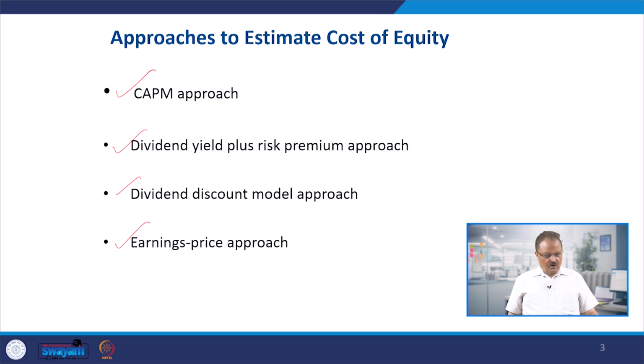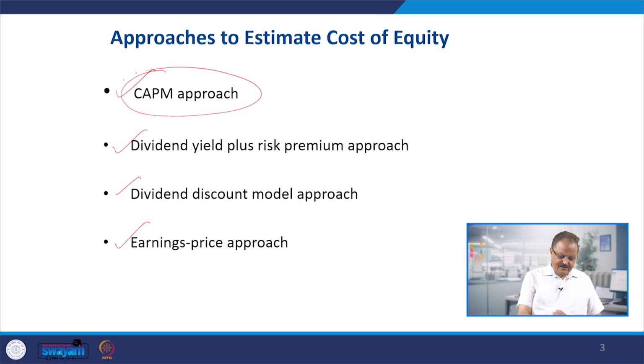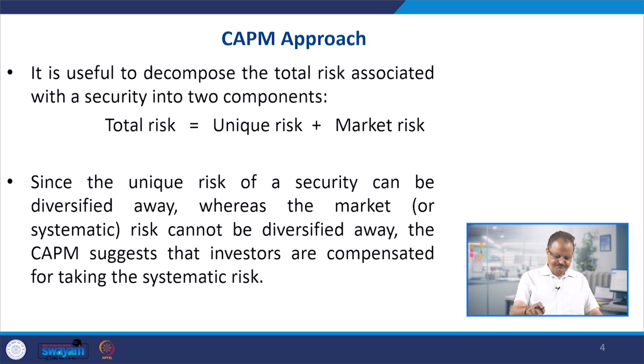All four methods are used by firms practically in the market for calculating the cost of equity, but the most widely used method is the capital asset pricing model approach. This is the most commonly used approach in the market, which is called the capital asset pricing model. Now let's understand all these four approaches one by one quickly.